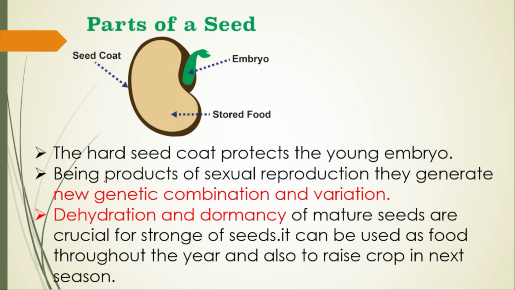Embryo. Being a product of sexual reproduction, seeds generate new genetic combinations and variation. Due to sexual reproduction, it is having what? New genetic recombinations. Dehydration and dormancy of mature seeds are crucial for storage. It can be used as food throughout the year, and also to raise a crop in the next season. You can store this for future purposes, or you can sow them so that you can get a plant.